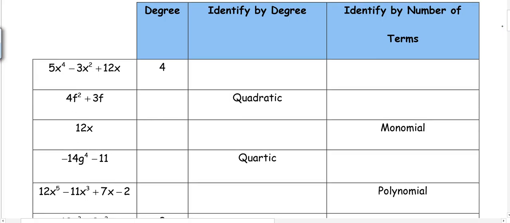So given an equation, you need to identify the degree, and then the name by the degree, and the number of terms. So in our first problem, our degree is 4 because 4 is our highest exponent. When we have a degree of 4, this is called a quartic. And number of terms. So we have 1 term, 2 terms, 3 terms. So this is a trinomial. Number 2, we have 4f squared plus 3f. When I look at the degree, I want the highest degree, which in this case is 2, which is why this is identified as a quadratic. When I look at my terms, I have 1, 2 terms, so this is a binomial.